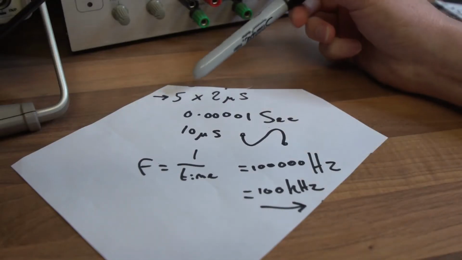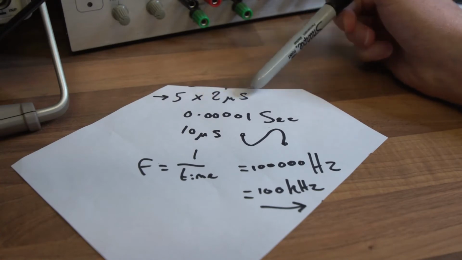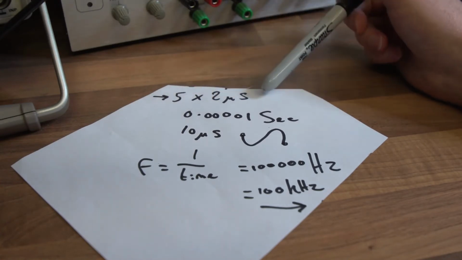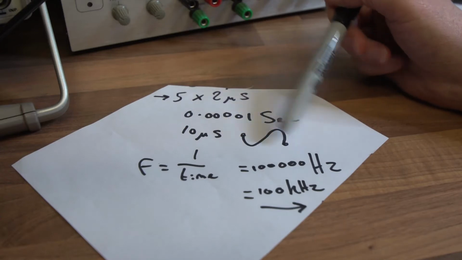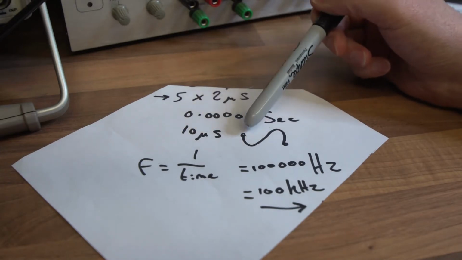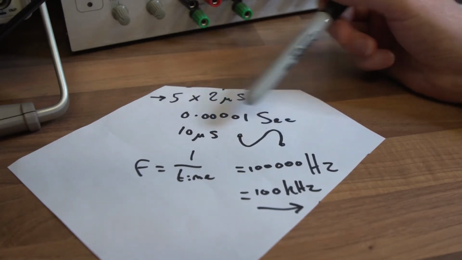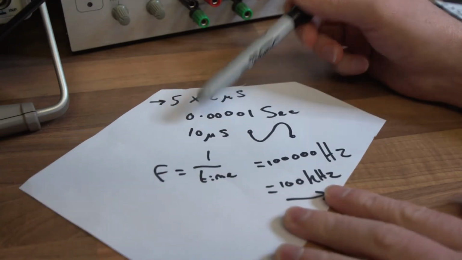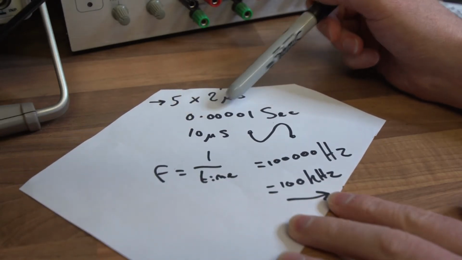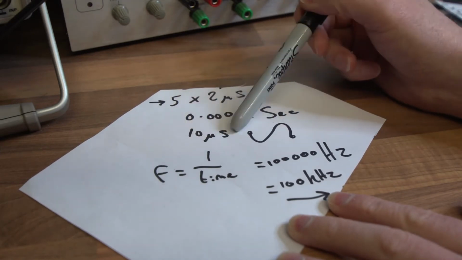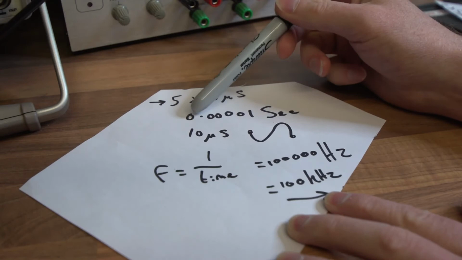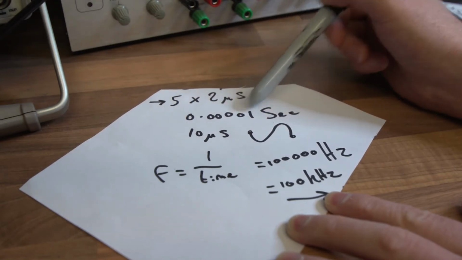So we had 5 times 2 microseconds graticule positions on the screen, which equals 10. So it's 10 microseconds of time for a complete cycle. For a whole cycle, 10 microseconds of time takes to get from that point to that point. And you can rewrite 10 microseconds as 0.00001 of a second. They are the same. It's easier to say 10 microseconds, of course, but you can enter it as 0.00001 of a second.